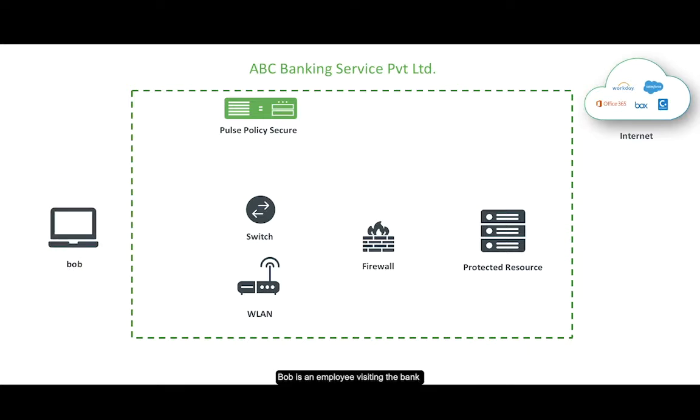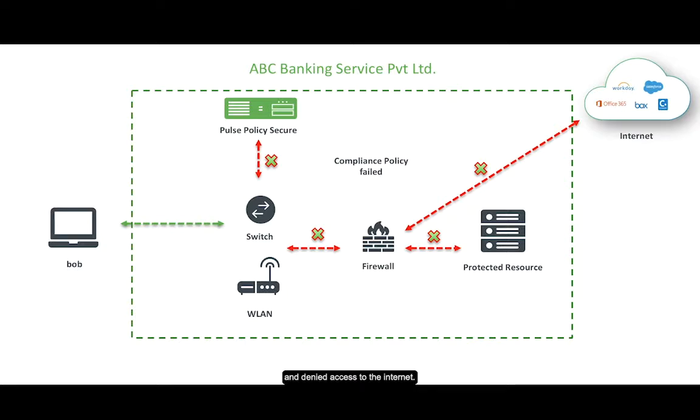Bob is an employee visiting the bank and connecting his laptop to the wired switch. He gets authenticated by Policy Secure but does not comply with the policy set by the IT team. Hence, Bob's laptop is isolated from the network and denied access to the internet.